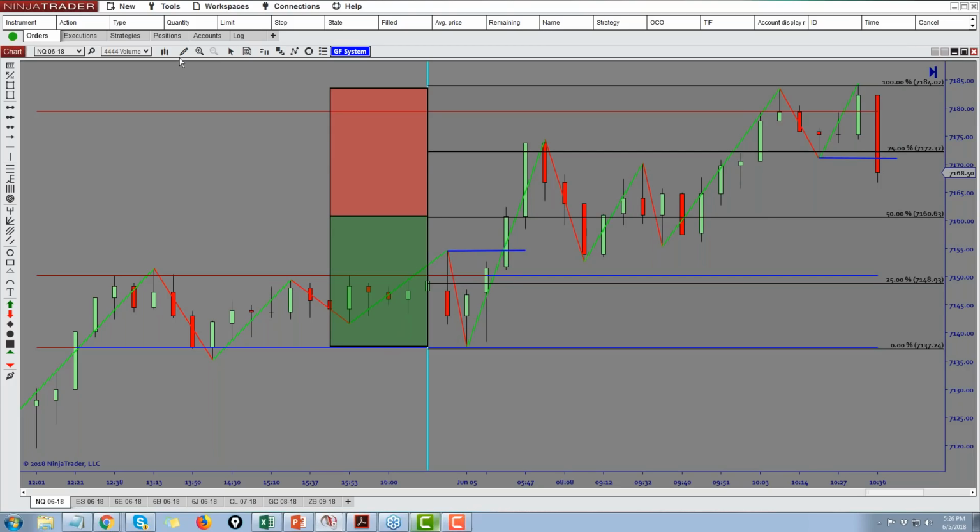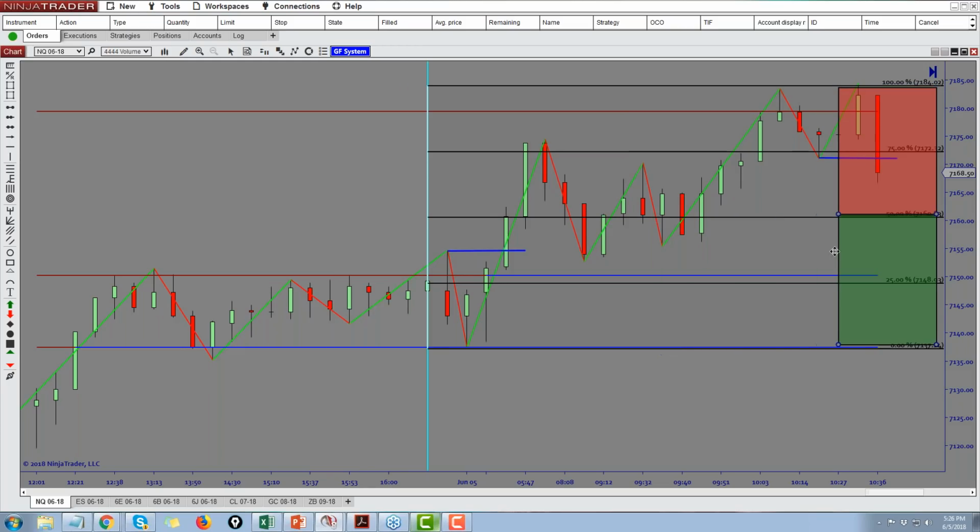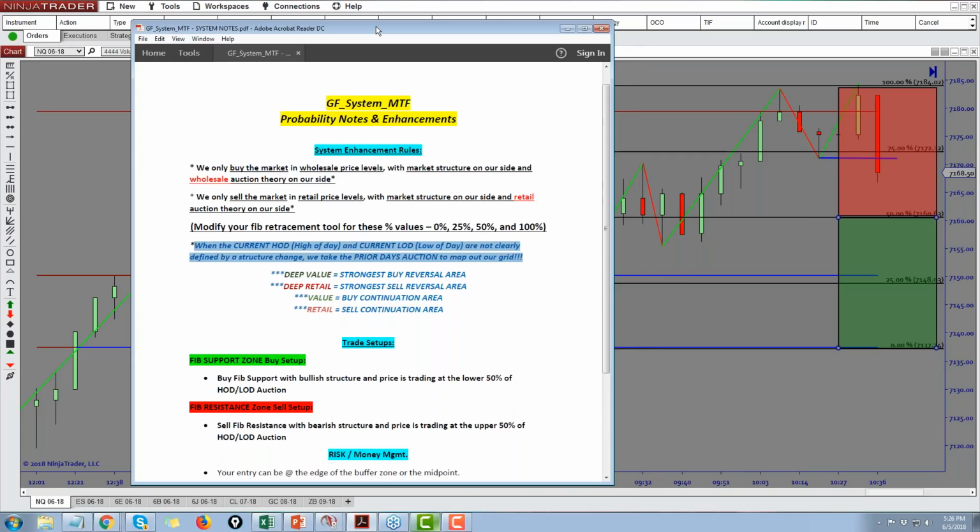So anything over here or anything down here, I'm allowed to buy or sell. But that's step one. It says we only buy the market in wholesale price levels. Green is wholesale because we've defined the auction. We only sell the market in retail price level. Red is retail because we've defined the auction.